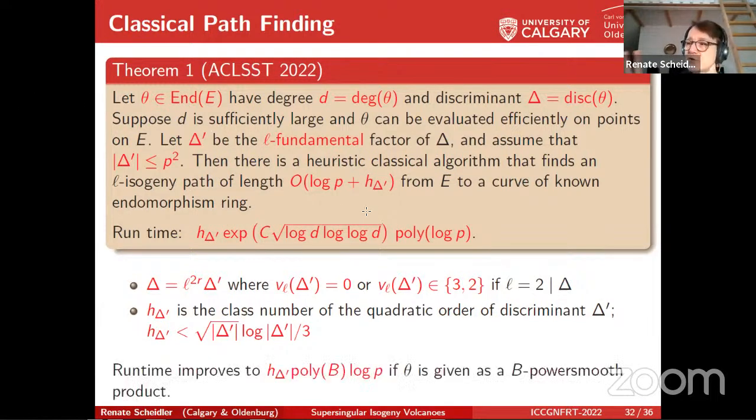And if you have your isogeny given in this factored form that I showed, where it's just a product of isogenies of small degrees, the runtime improves significantly, and the sub-exponential dependence on log D actually goes away. It is replaced by a polynomial dependence on the bounds of degrees of the isogeny. So in our case, this would have been 3 or 2 or something. So this works pretty well.